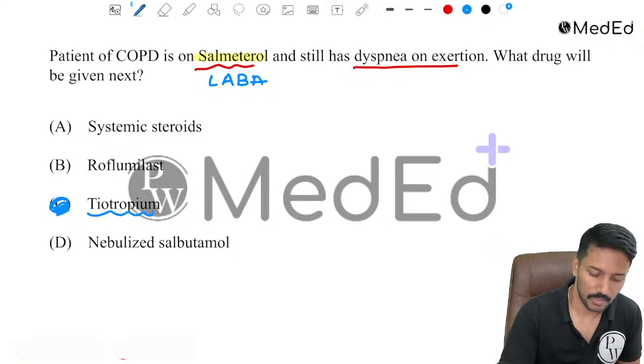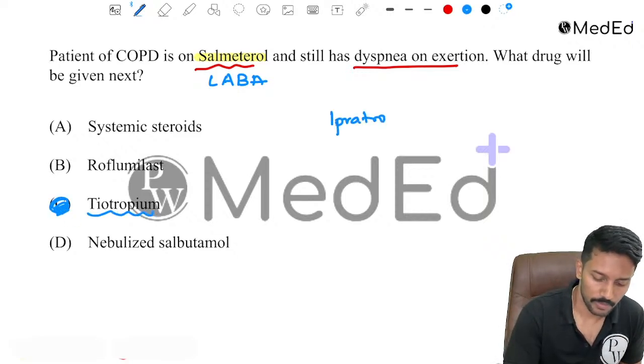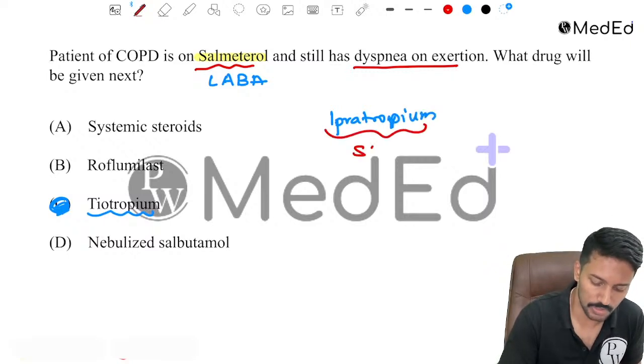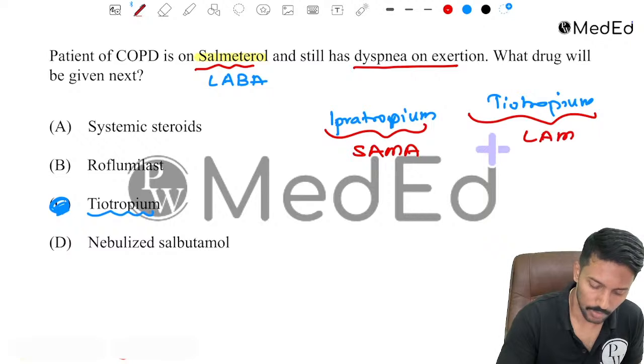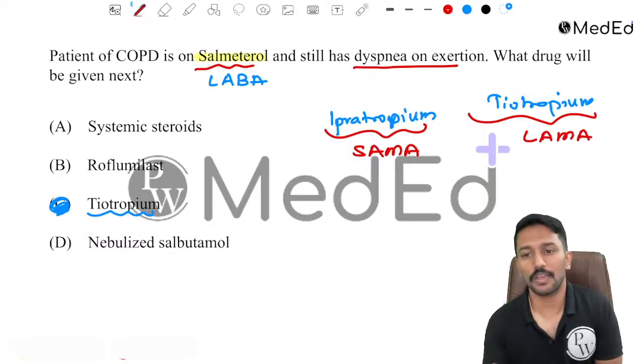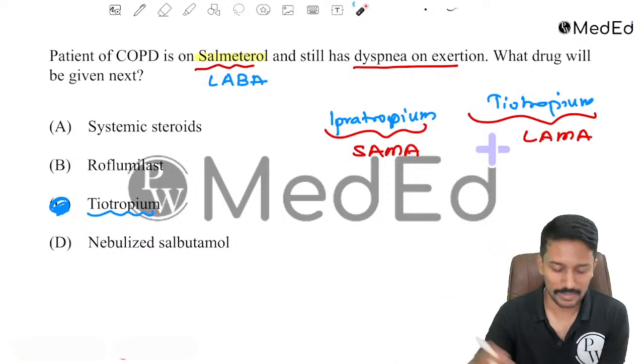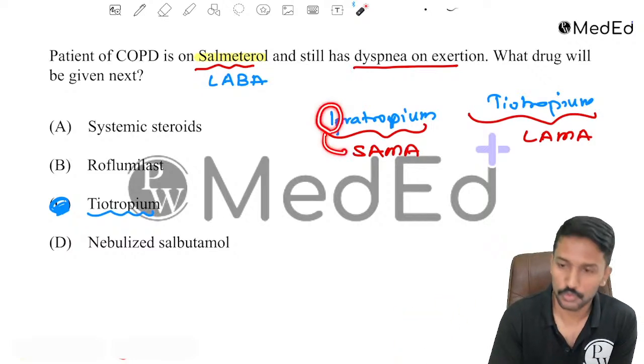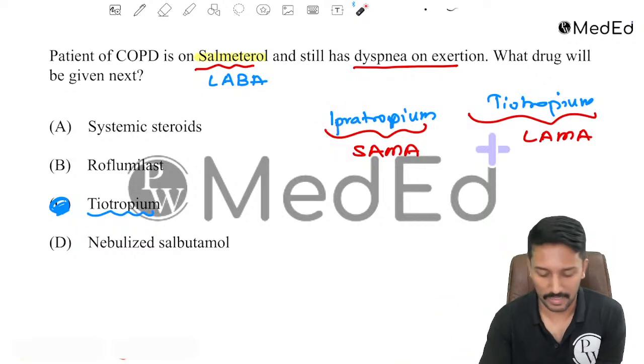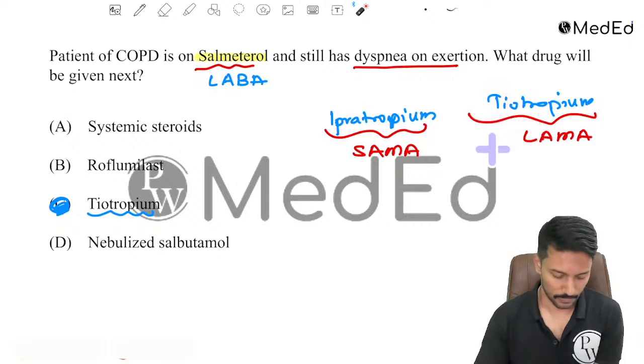So please remember, we have ipratropium, which is a SAMA, short acting anti-muscarinic agent, which is used in acute conditions, and tiotropium, which is a LAMA, long acting anti-muscarinic agent, which is used for regular management, right? Again, easy to remember. When you look at the alphabetical order, I comes first, so short acting. T comes late, for long acting.